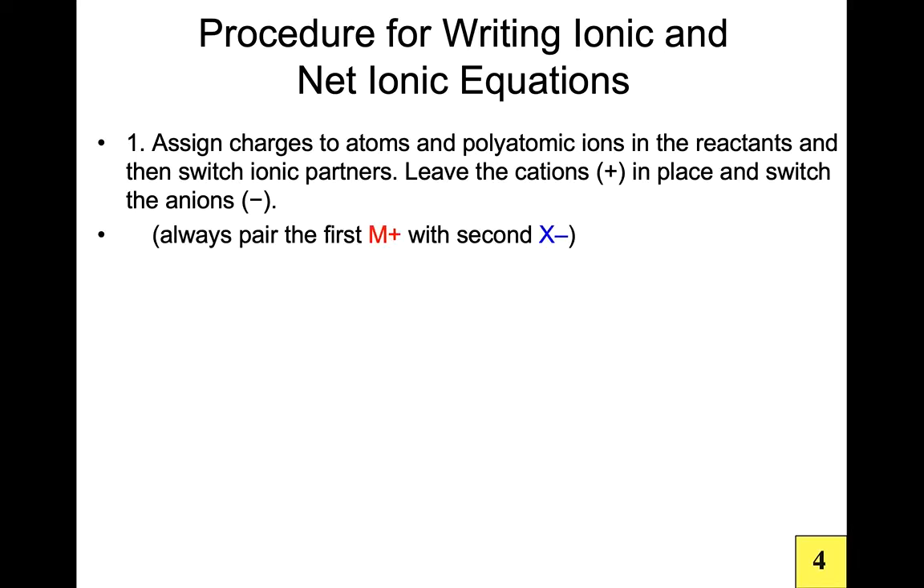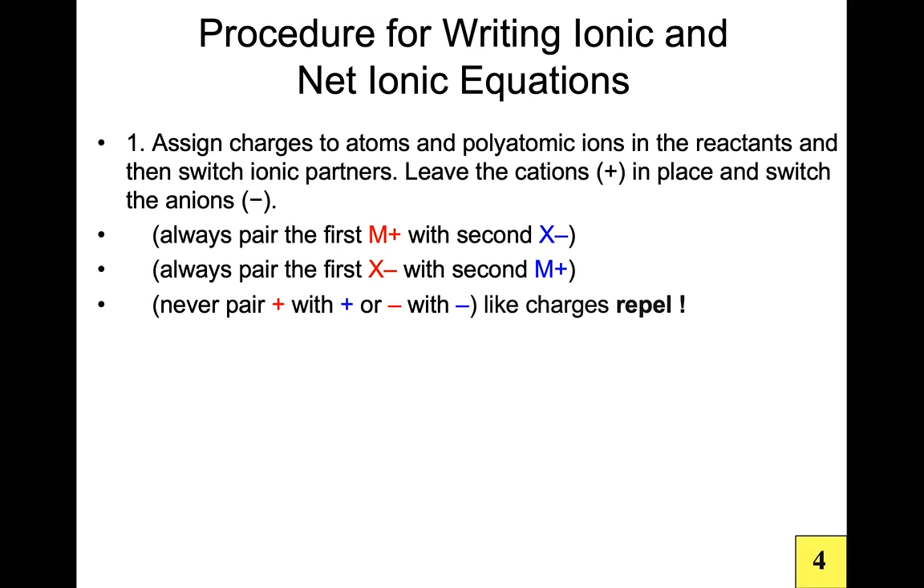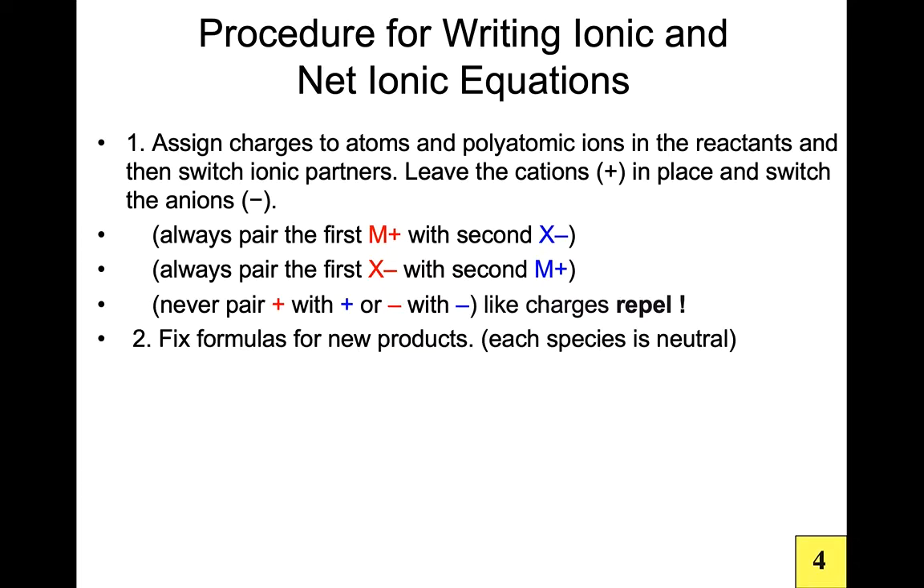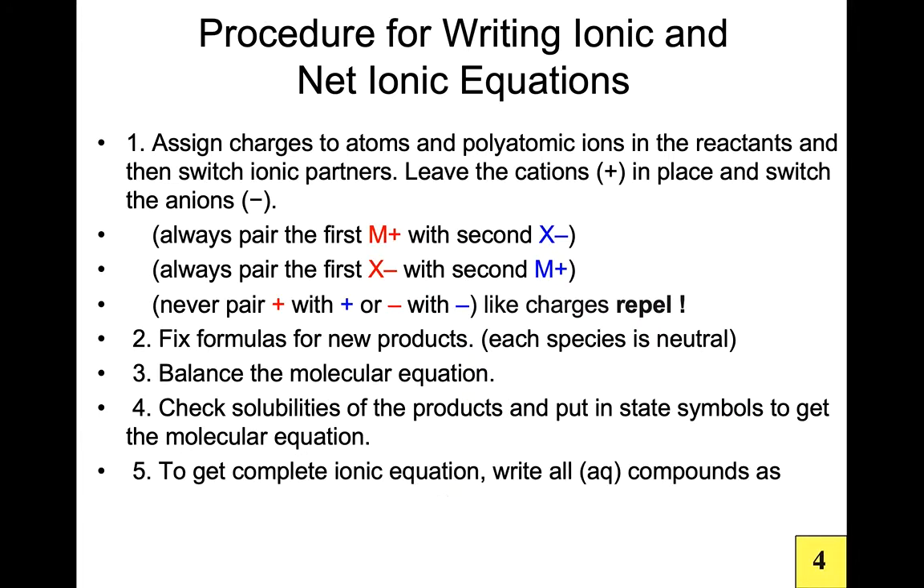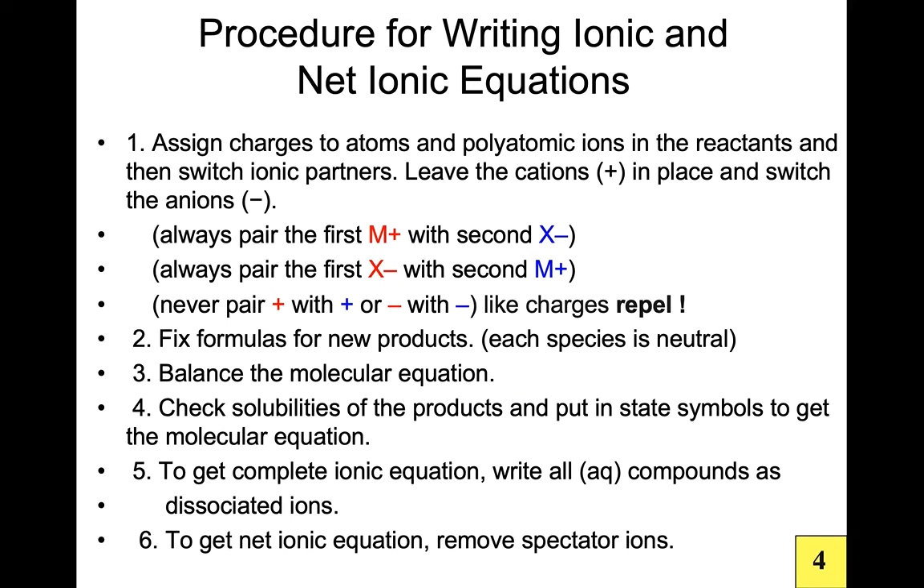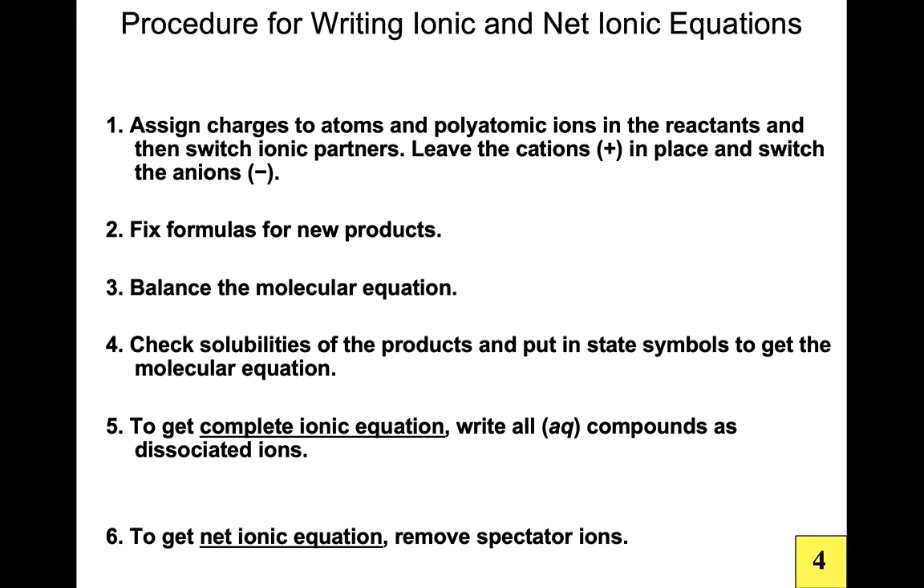You'll always pair the first metal cation with the second metal anion, and the first metal anion with the second metal cation. Never pair positive with positive or negative with negative. Once you've done that, you'll fix the formulas for the products that you've made, balance the molecular equation, and check the solubilities using the solubility rules. To get the complete ionic equation, you'll write aqueous compounds as dissociated ions, and then to get the net ionic, remove the spectator ions. And we'll have a specific example right now.